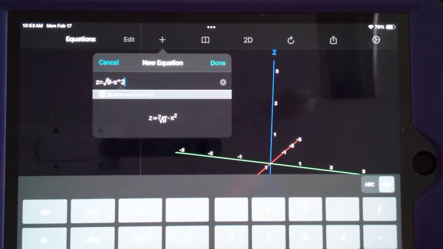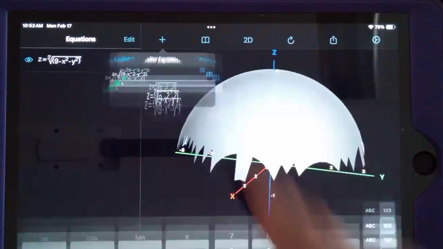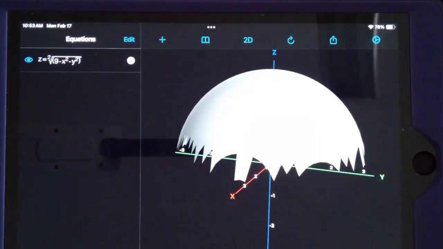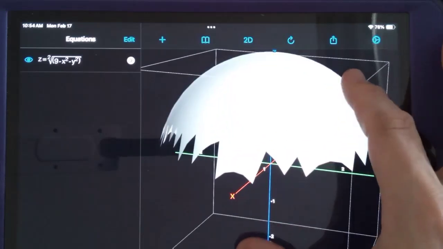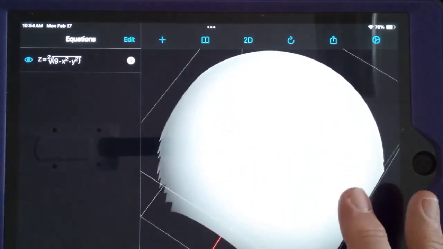So what I need to do is I need to say square root of all of this thing with a set of parentheses. 9 minus X squared minus Y squared. Close my parentheses, and that looks like what I want it to look like down there. So when I tell it I'm done, again, better, but again, we see the same sorts of artifacts on the edges because it's still thinking in grid.